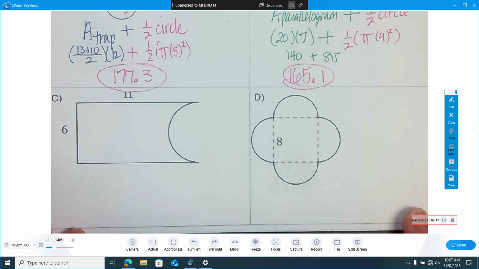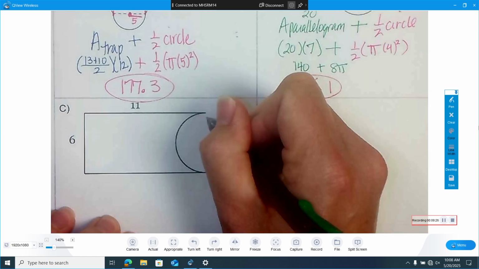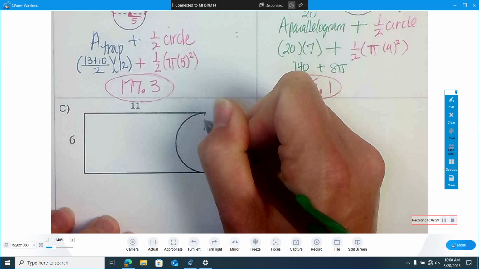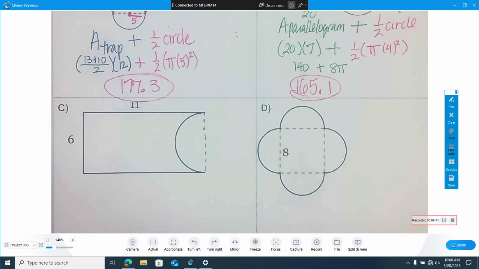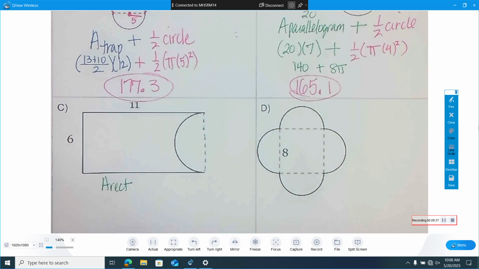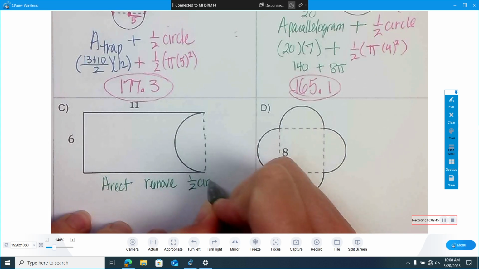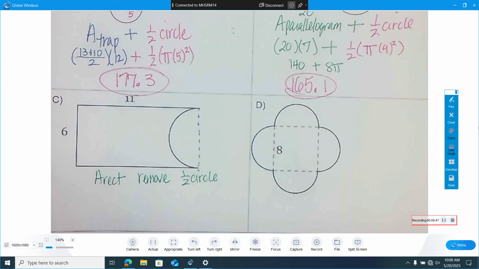All right, let's look at C and D. On letter C here, what do you see for letter C? A rectangle. Okay, I sort of see a rectangle here, yes. Like a carved out half circle. A carved out. So we have the area of a rectangle, but do we want to add the circle or? Yeah, we have to remove the half circle. So how do we remove something? Subtract it, okay?